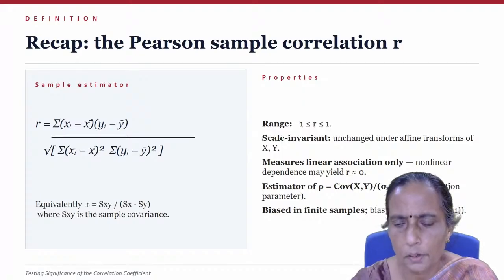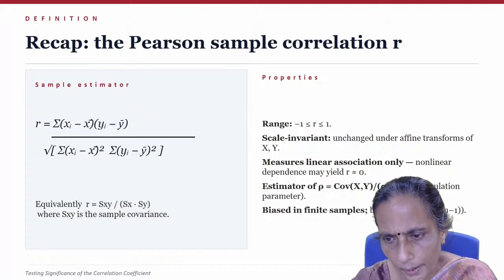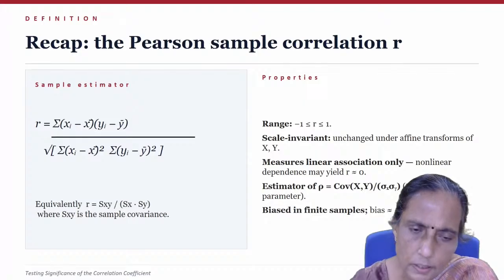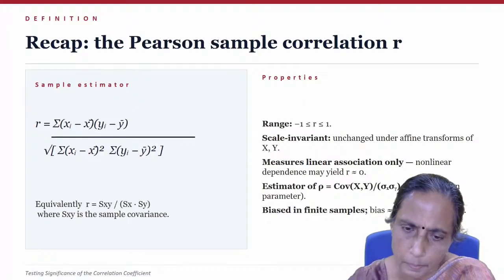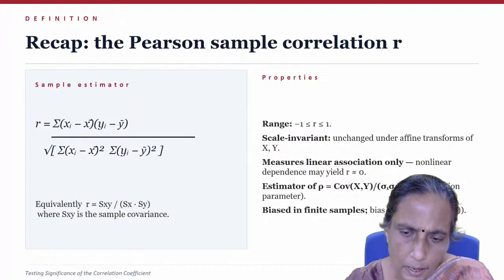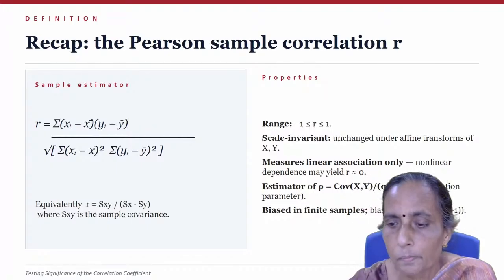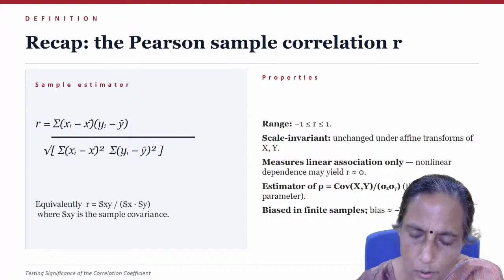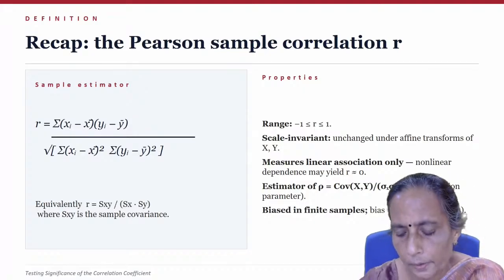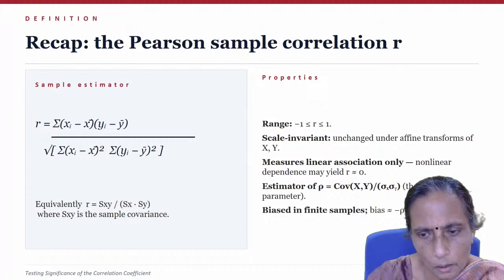Estimate of rho is equal to covariance of x, y divided by sigma x into sigma y, the population parameters. It is biased in finite samples. Bias is equal to minus rho into 1 minus rho square divided by 2 into n minus 1.